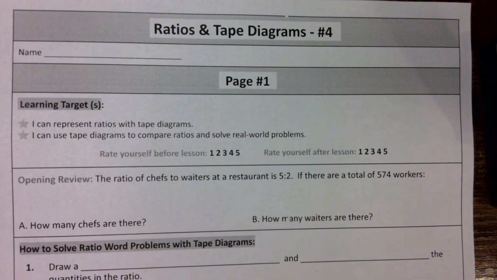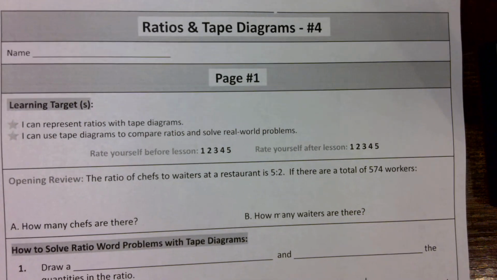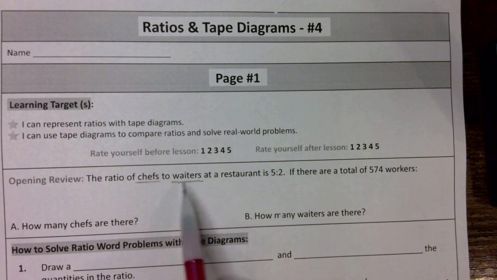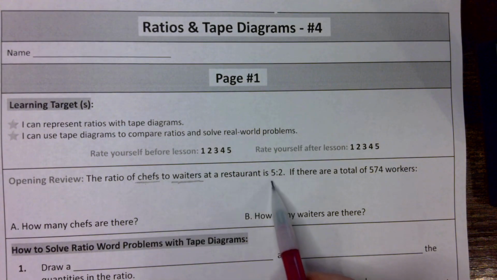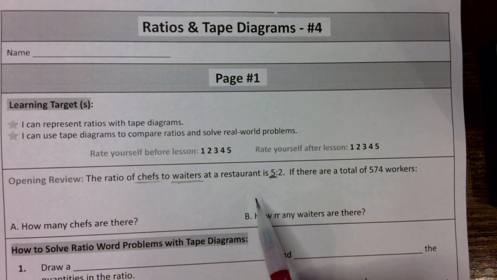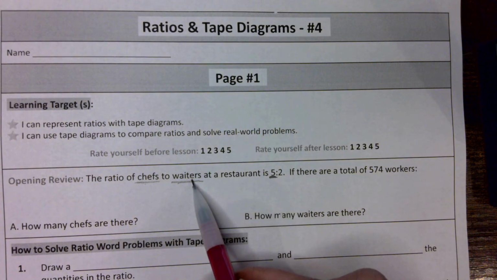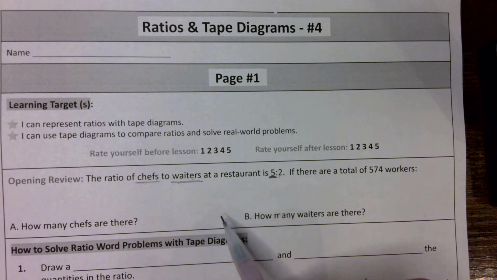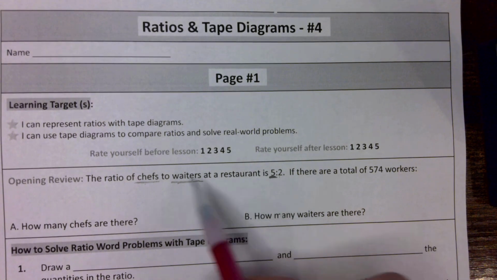So I know when we're writing ratios, the order matters. So we're talking about chefs to waiters. If chefs came first, that means chefs goes with 5 because 5 came first. Waiters came second, so waiters will go with 2. Now, the first thing I'm going to do is draw a tape diagram.